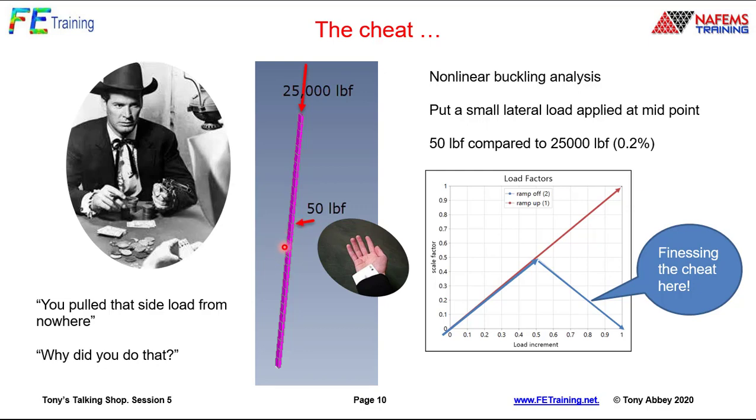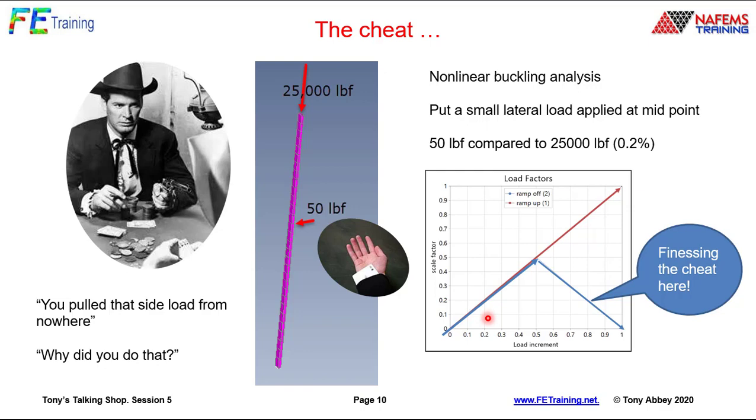Why did you do that? So James Garner wants to know, and everybody else wants to know, why did I cheat? What's my justification for cheating? Well, if I look at that side load, it's very small compared to the axial load. It's about 0.2%. I pushed it at the midpoint, so I'm giving this rod, or this beam, a little bit of a side push.